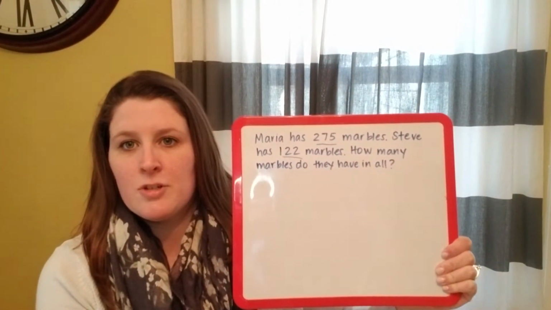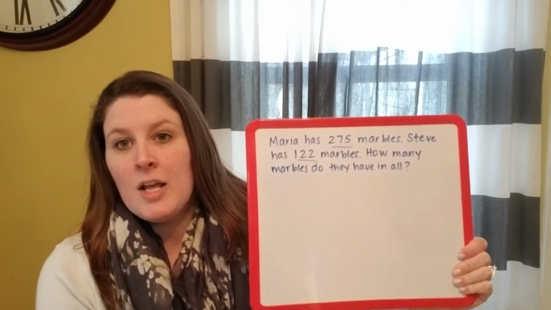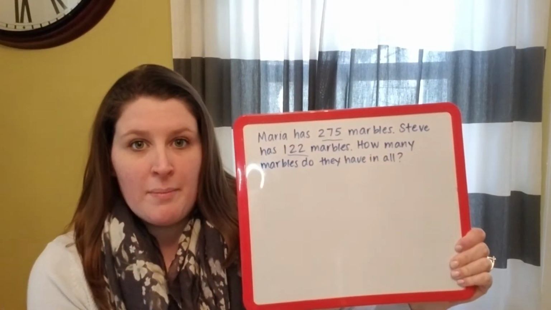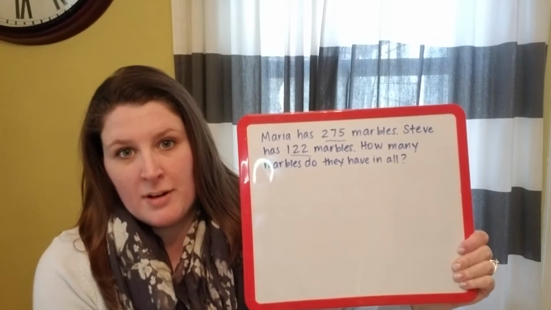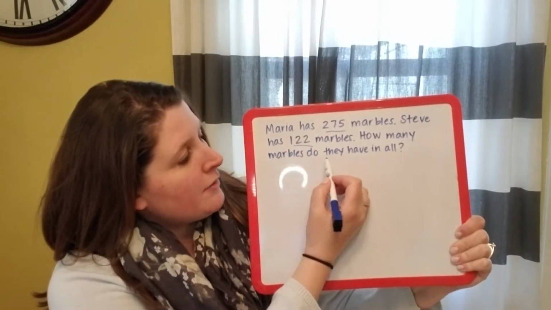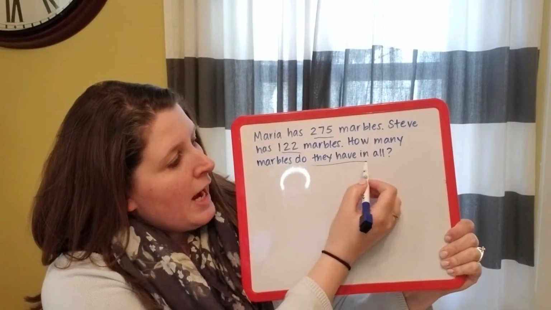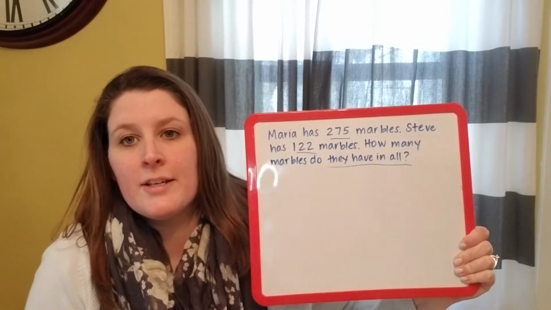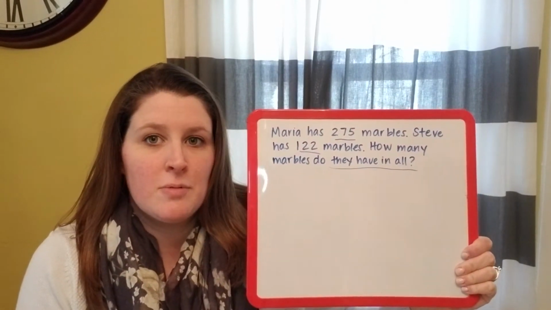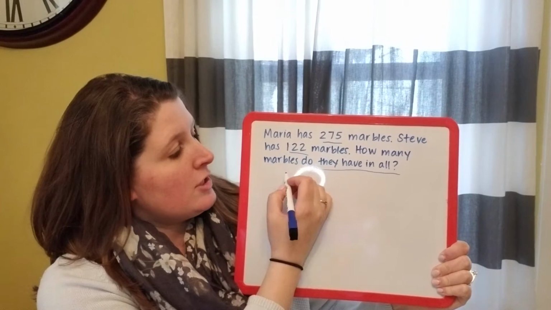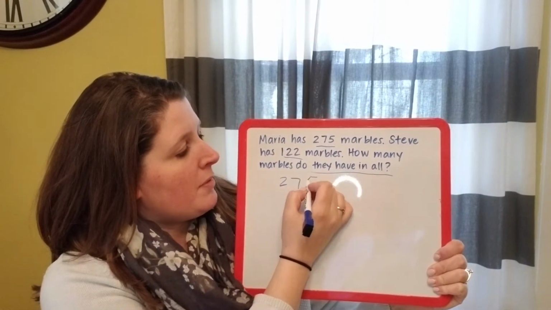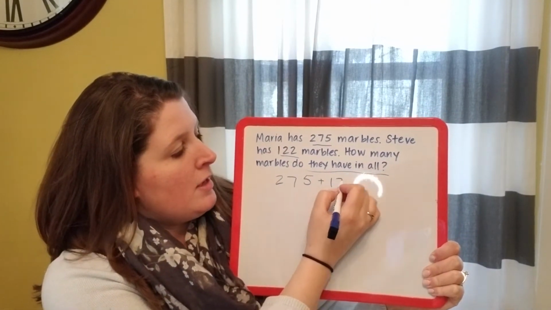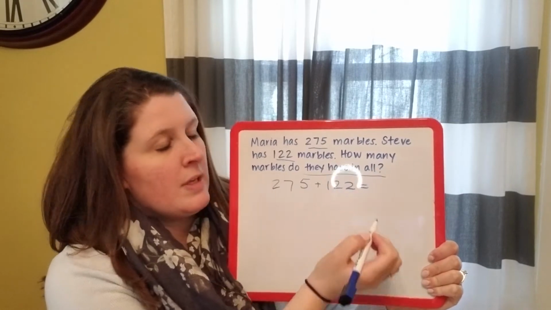The other piece that students would really need to understand is that it's actually an addition problem, not a subtraction problem or a multiplication problem or some other kind of problem. To figure that out, they have to understand that "do they have in all" means that they're going to be adding. So an equation that you could come up with for this word problem would be 275 plus 122 equals.